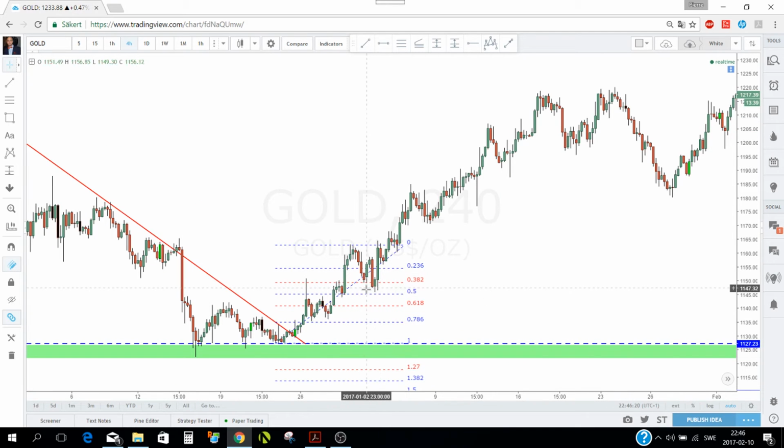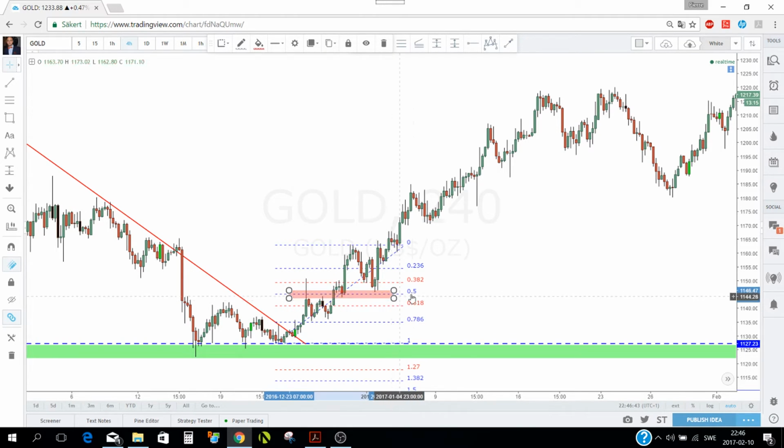And in this case we also have more structure as a confluence in this trade. As you see here, we have this area that is now acting as support, because price broke it and then retested it as support.